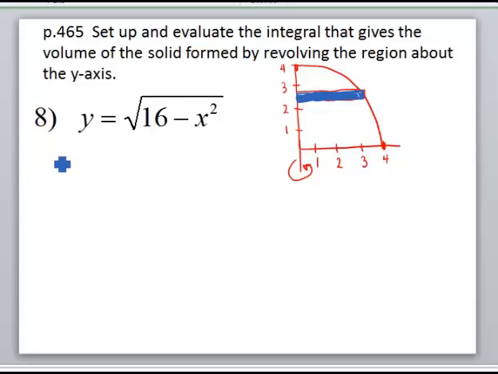So when we go to set up the integral, we are going to have pi, but our integral is going to be on the y-axis, with the bounds on the y. So I'll have 0 to 4.